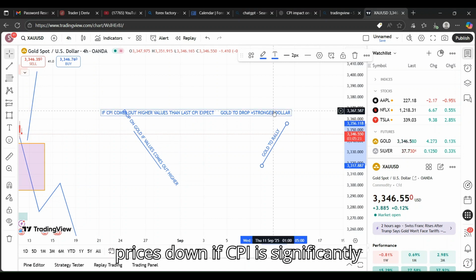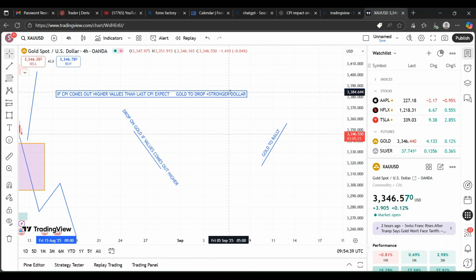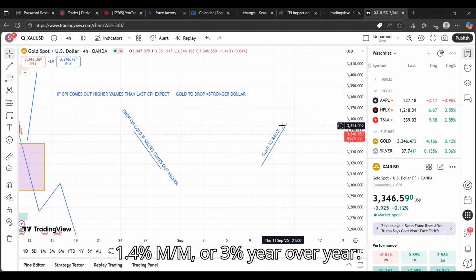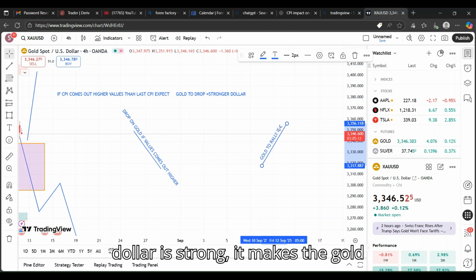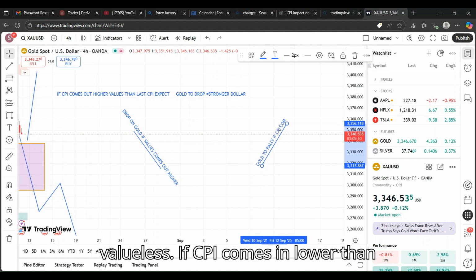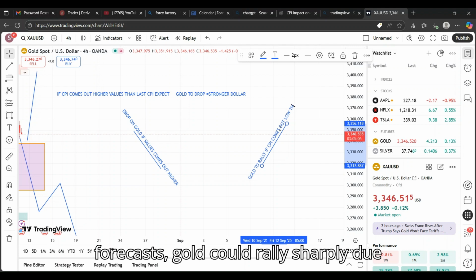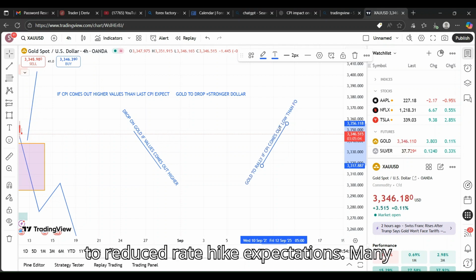If CPI is significantly above forecast, e.g., 0.4% M/M, or 3% year over year, the drop in gold could be sharper. Usually when the dollar is strong, it makes the gold valueless. If CPI comes in lower than forecast, gold could rally sharply due to reduced rate hike expectations.